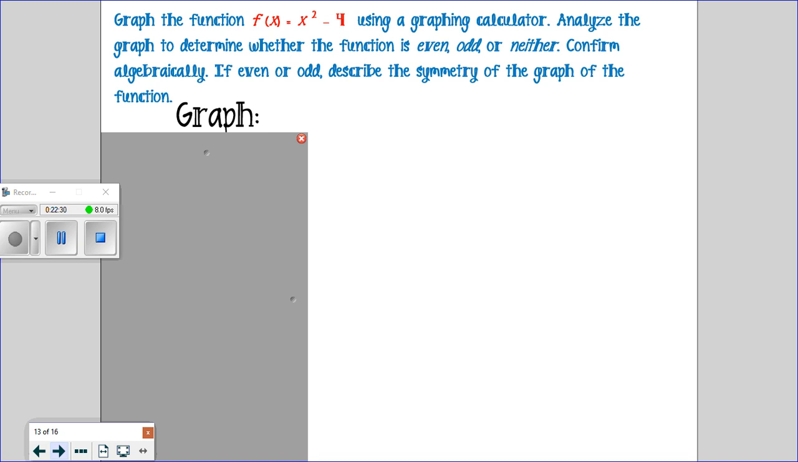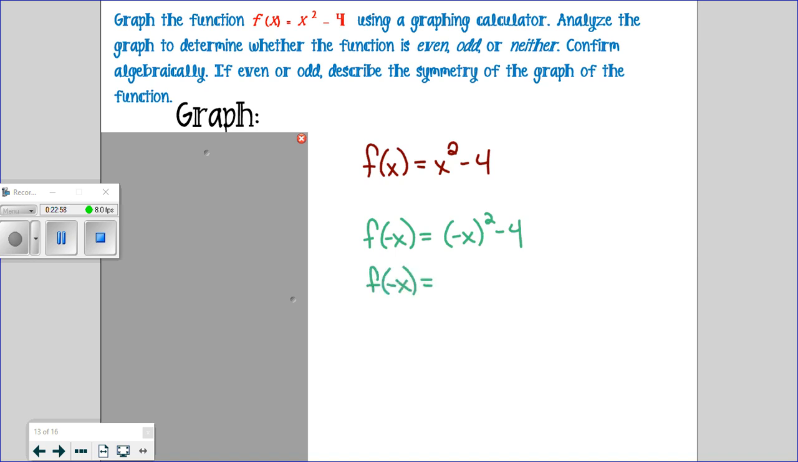Okay, let's try another one. f of x equals x squared minus 4. Okay, so there's our original. I'm now going to plug in negative x, clean it up. Negative x squared is just x squared. And compare it to the original.